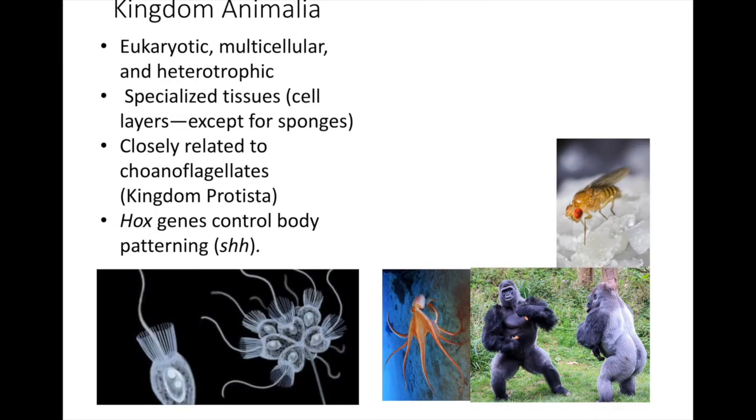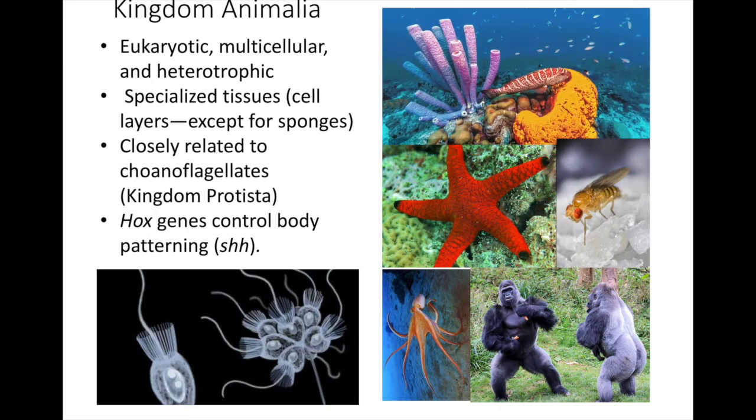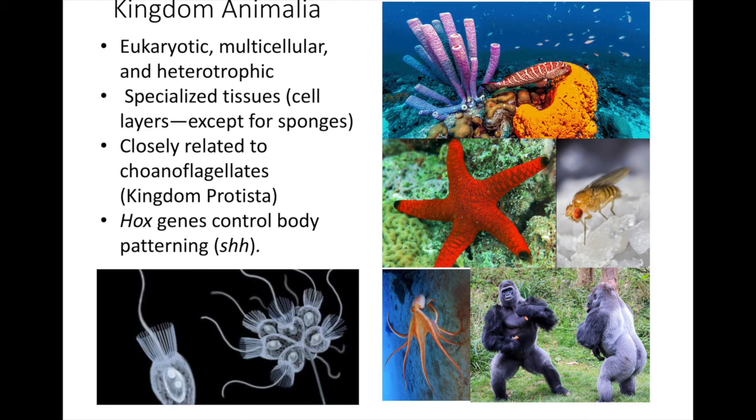Then we have the animals. I didn't realize that some of these pictures were animated. But animals, heterotrophic. I think you know what eukaryotic means. It means that they have a nucleus. Multicellular. All animals are multicellular. Even sponges, which we might see here. Corals, which we might see here. Fish, all multicellular. They have a lot of specialized tissues, which are cell layers, with the exception of the sponges.